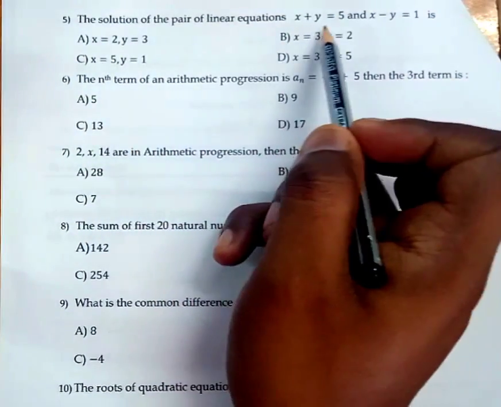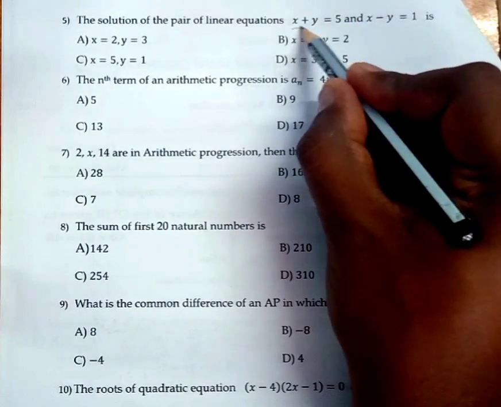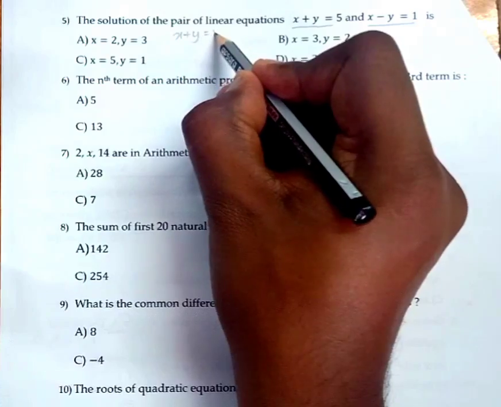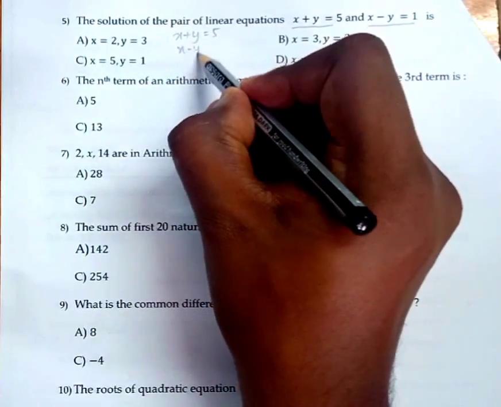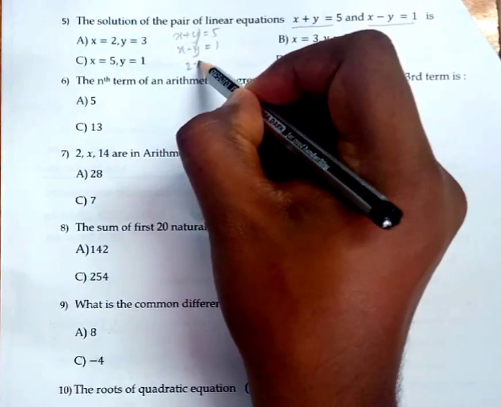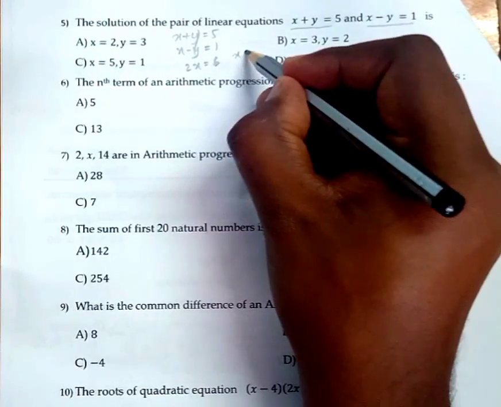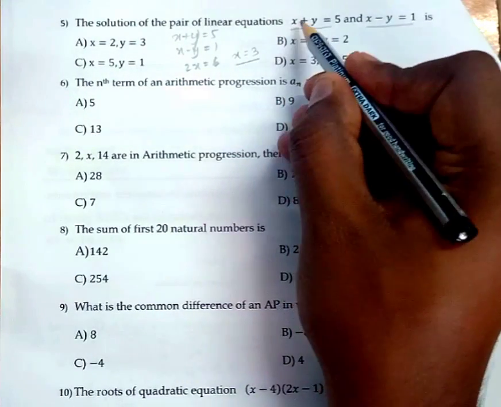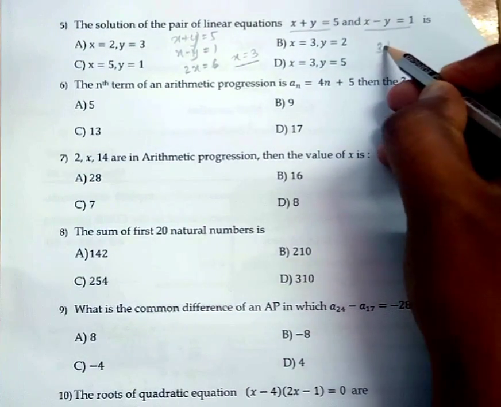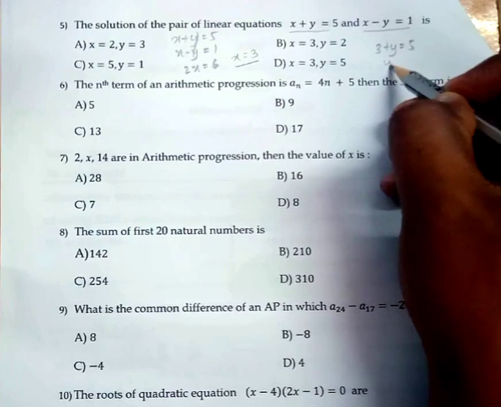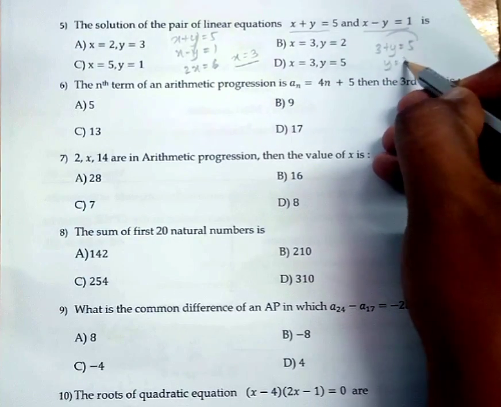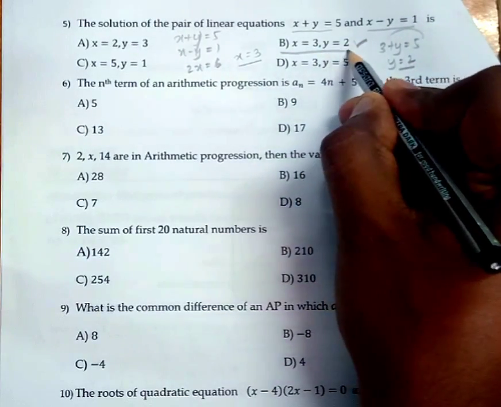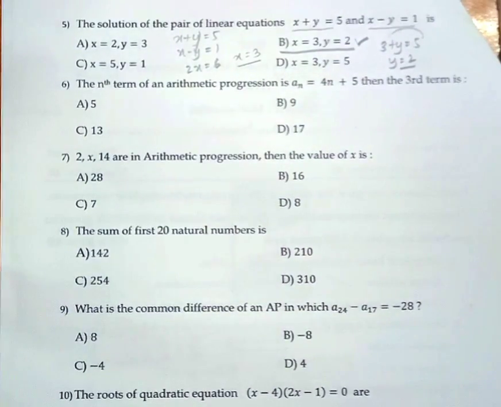The solution of the pair of linear equations x plus y equals 5 and x minus y equals 1. Now solving by the elimination method: x plus y equals 5, x minus y equals 1. Adding, y and minus y cancel out, x plus x is 2x equals 6, x equals 6 by 2, we get x equals 3. Substitute in any one of the equations, we get 3 plus y equals 5. y equals 5 minus 3, which is equal to 2. Therefore, the correct answer is x equals 3 and y equals 2.